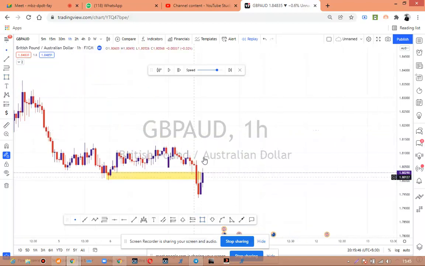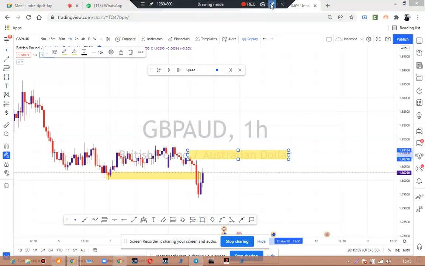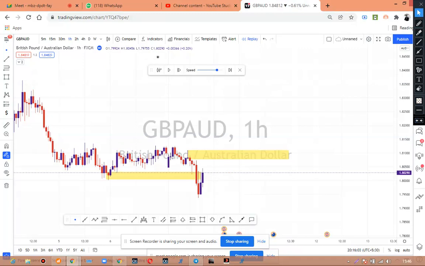Then where is the supply zone responsible for the break of structure? This is the supply zone. Okay. So what I'm expecting is the price to get to this point and drop. Okay, so let's play out and see what will happen.